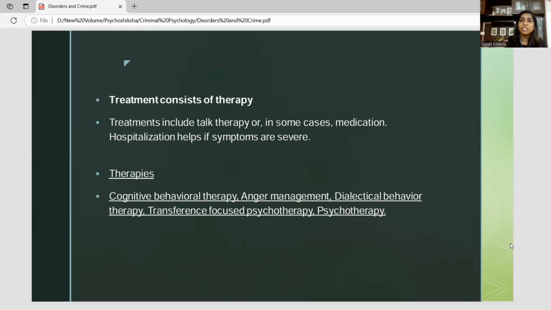I cannot come up with a direct example where somebody was diagnosed with borderline personality disorder and committed a crime. But yeah, suicide cases most of the time can be the outcome. Not only depression, but borderline personality disorder can also be one of the causes behind it.